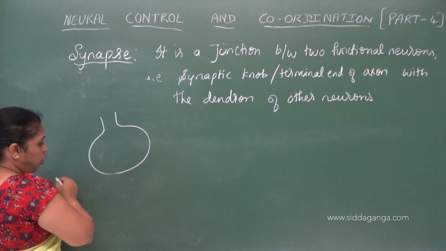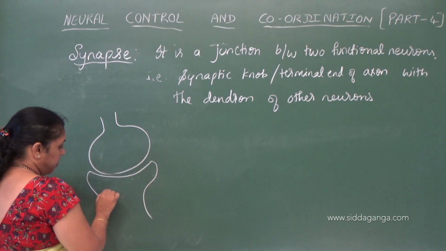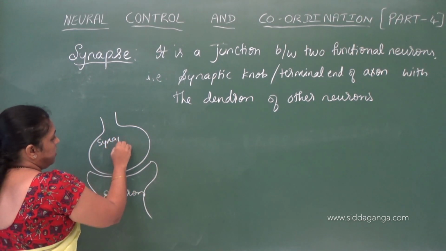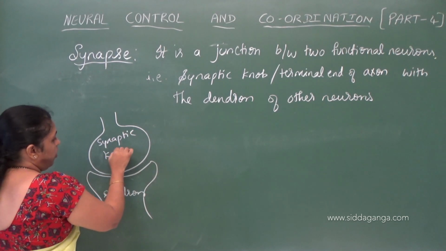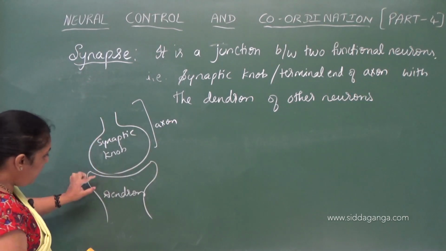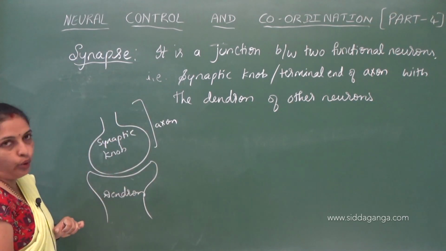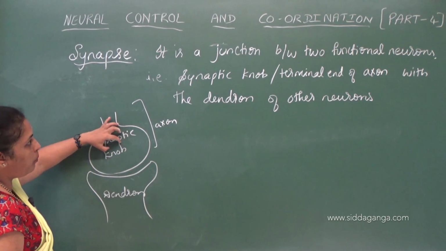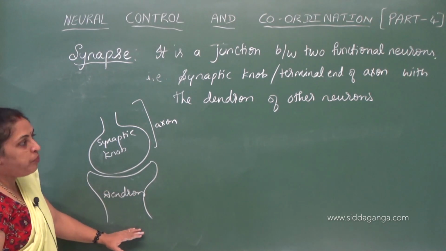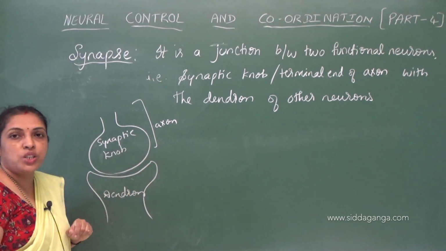This is the synaptic node and this one is dendron. This is dendron. This is synaptic node. This one is axon. So what is synapse? It is a junction between two functional neurons, that is, between the synaptic knob or terminal end of axon with the dendron of other neurons. This junction is called synapse.